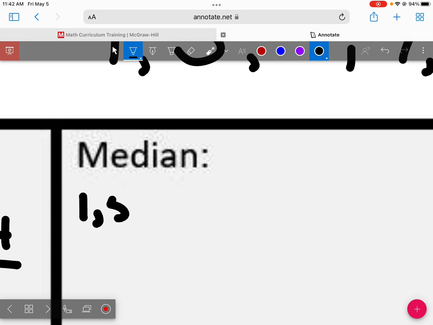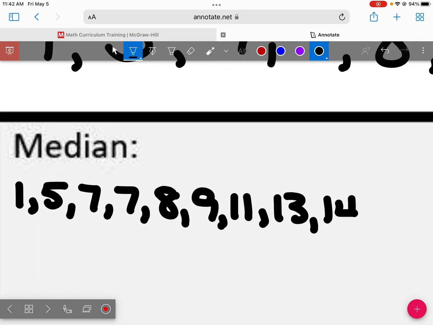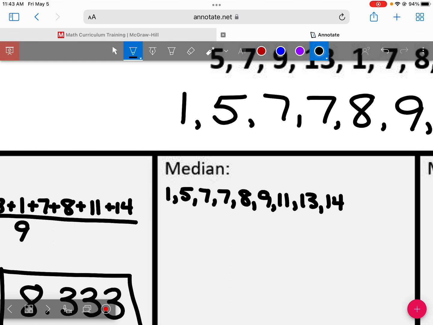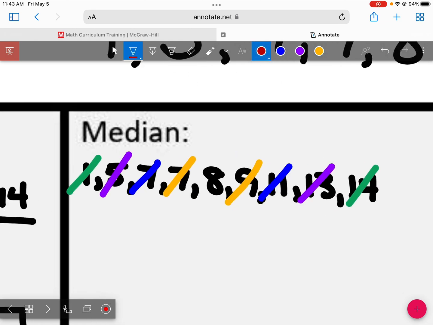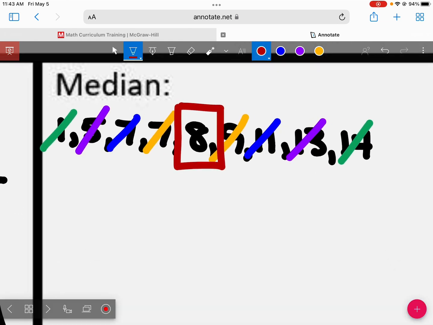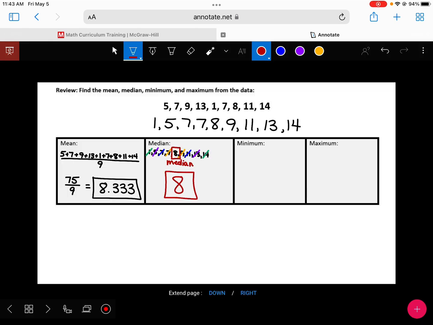So in order here, I'm going to start crossing them off from the outside and working my way in. So I cross off the 1 and the 14. I cross off the 5 and the 13. I cross off the 7 and the 11. I cross off the 7 and the 9. And I have 1 number left in the middle. That is my median. So the median here is 8.